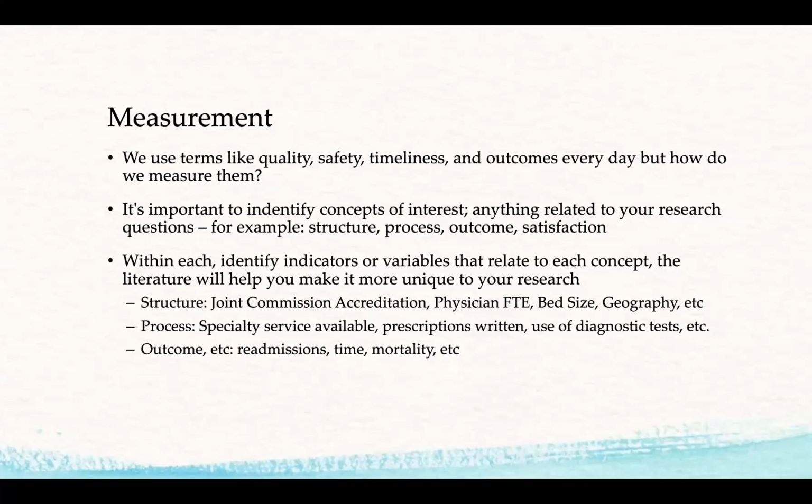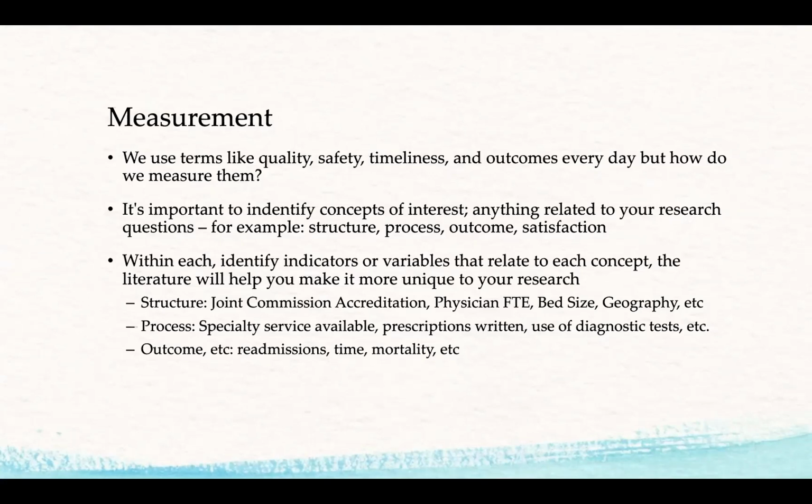So for us, we're going to use indicators or variables to relate to those concepts that we use very broadly. Think of it as an umbrella term, right? So when we think about structures, specifically, some examples could be Joint Commission accreditation. That's a very specific structural indicator. Another one is physician full-time employment units. So for example, how many full-time accredited ready-to-roll physicians do you have at your hospital? And that can be measured in hours, right? So 40 hours per week, things like that.